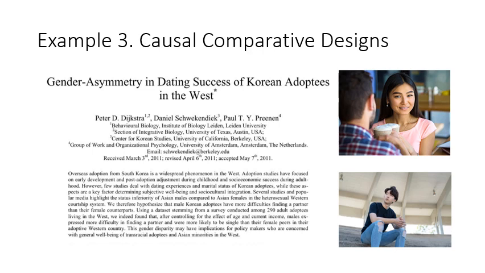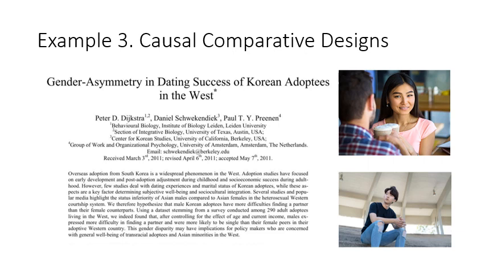The next example is of what we mentioned a couple slides ago, causal comparative designs. This is a type of study that was interested in gender and wondering about the dating success of Korean adoptees, children who were Korean but were adopted in the West. How successful are they at dating, and does it make a difference if they're male or female?